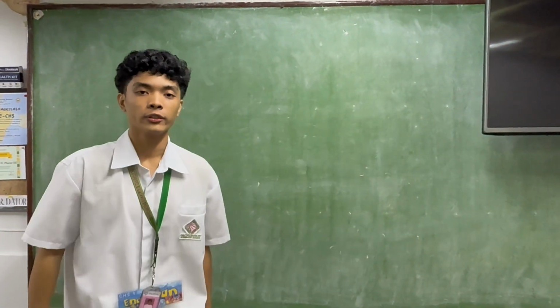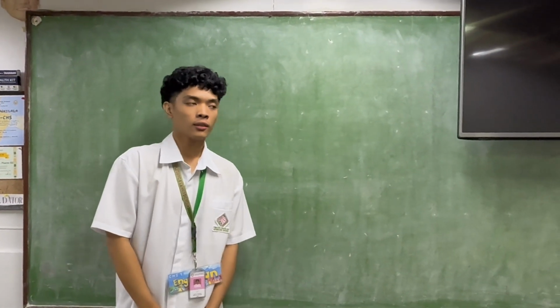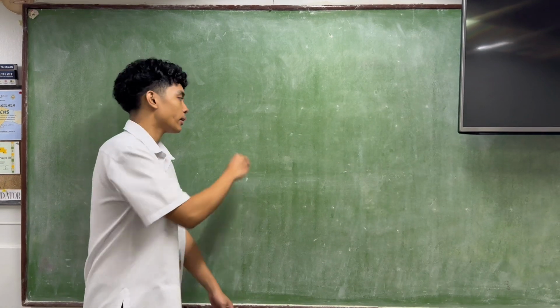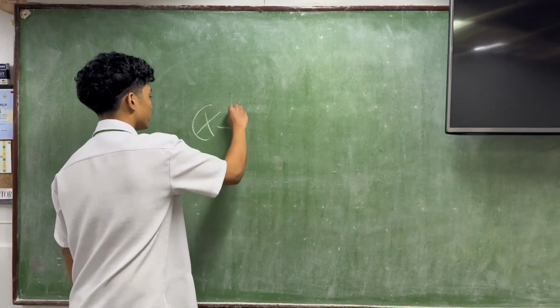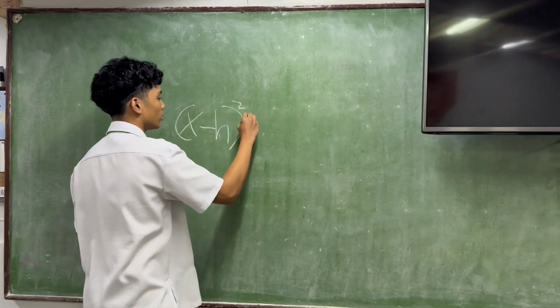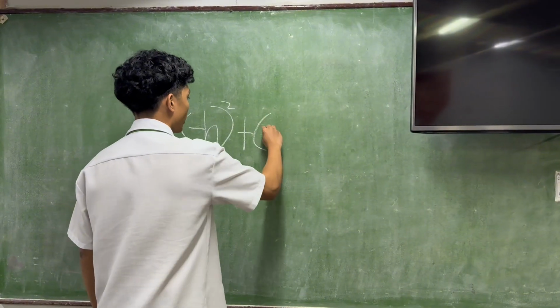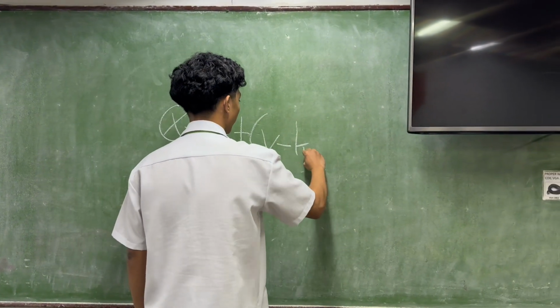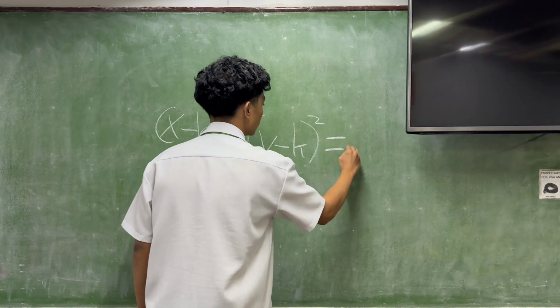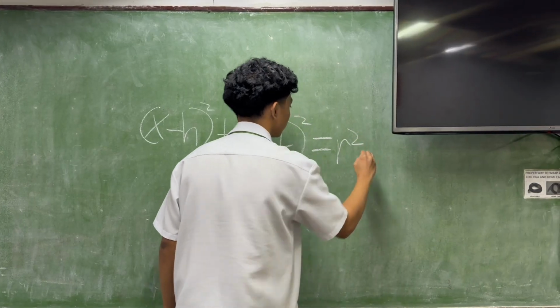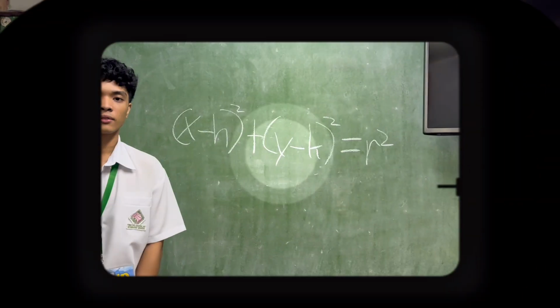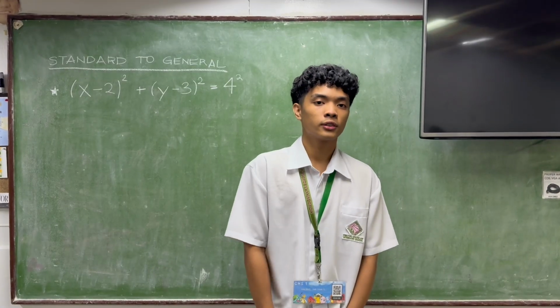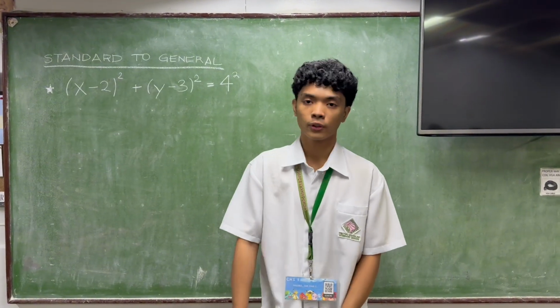Now, let's move on to the standard equation of a circle. The given formula is (x minus h) quantity squared plus (y minus k) quantity squared is equal to r squared. Let's learn how to turn a standard equation into a general form.